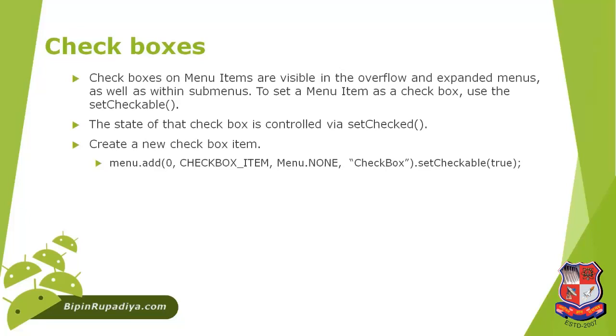But how this item becomes a checkbox is because of this method. See, this menu item dot checkable equal to true means you can check this thing. So it becomes a checkbox now. So that checkbox is checked right here with the help of this thing. So how you can create the checkbox as a menu item, that we have discussed right here.